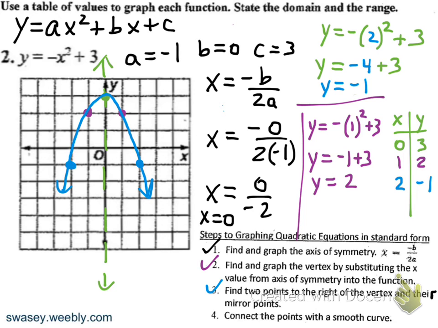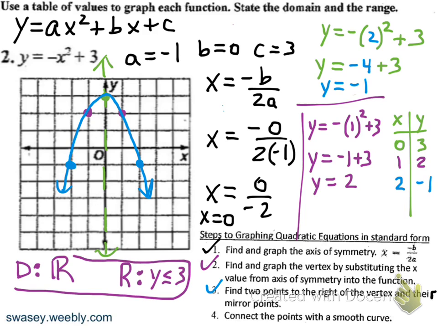Now these also ask for domain and range. So we'll list that. Domain, any real number we put into this will give us a y value out. Any real number for x will give us a y value out. So the domain is all real numbers. And then the range, the y values, they go up to 3, and then everything else is below that. So y is less than or equal to 3.